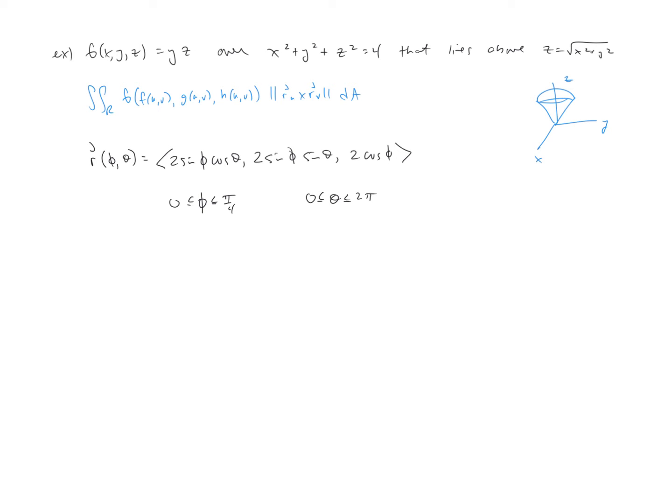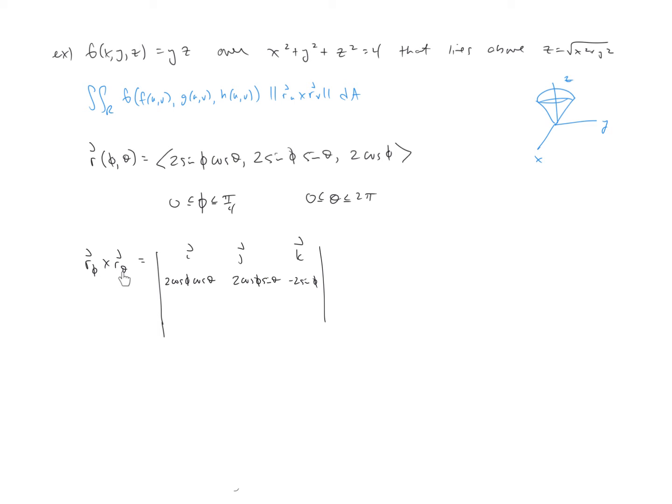All right, so now that we have that, really it's just a matter of plugging stuff in. I'll go ahead and start with the magnitude here of this cross product. So r sub phi cross r sub theta is going to be, so this guy here with respect to phi is going to start off as 2 cosine phi cosine theta. Then we'll have a 2 cosine phi sine theta, followed by a negative 2 sine phi. So that was the partial derivative up here with respect to phi.